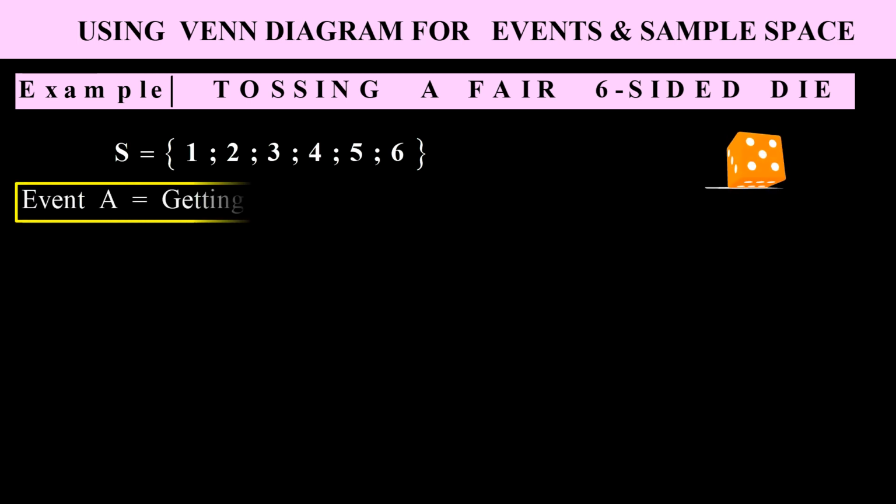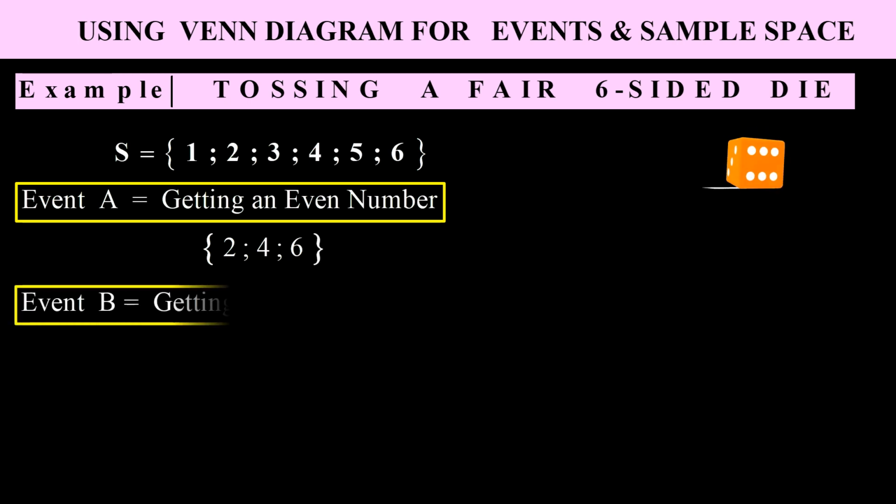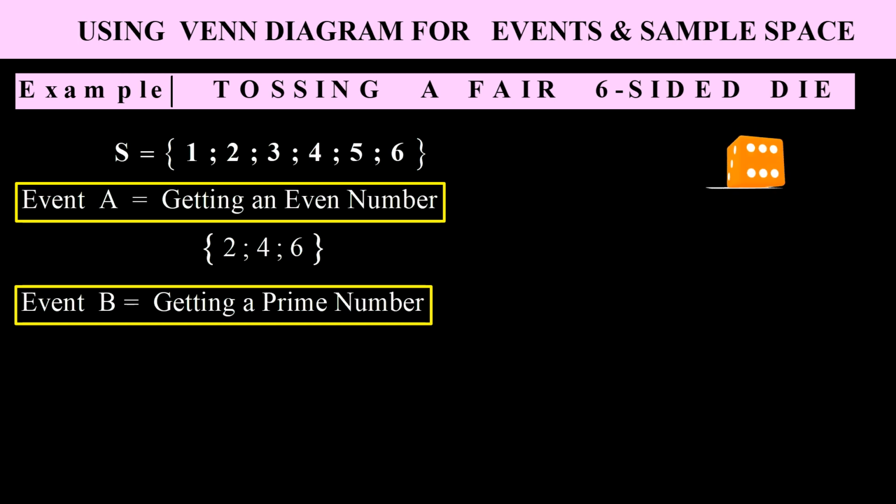Now let's look at some events. Let's look at the event of getting an even number. So what would the even numbers be from tossing a fair six-sided die? That's right, it will be a 2, a 4, and a 6. Let's look at the second event: getting a prime number. What are the prime numbers here? Prime numbers are 2, 3, and 5.